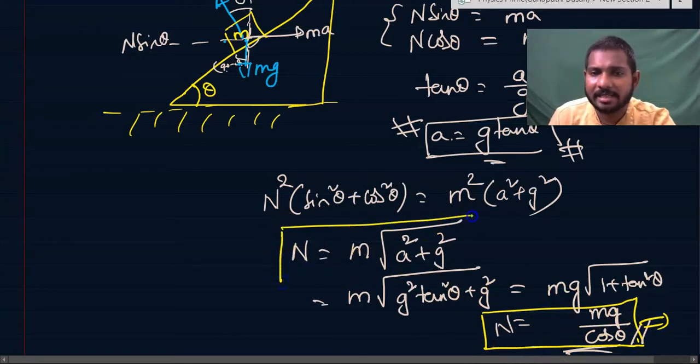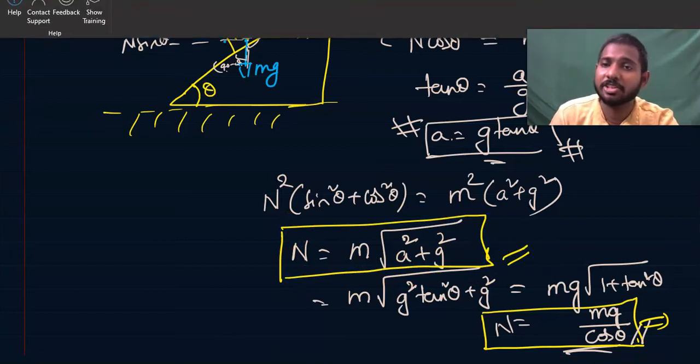Otherwise, we can write it as N is equal to m into root over a square plus g square, if acceleration is known.